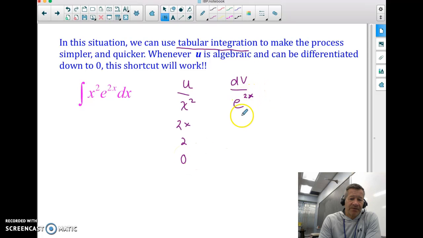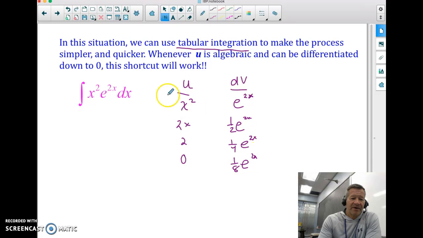I'm going to find this many antiderivatives for dv. So the antiderivative of e to the 2x is e to the 2x divided by 2. The antiderivative of half e to the 2x is half e to the 2x divided by 2 again, so that would be 1/4 e to the 2x. The antiderivative of that would be e to the 2x divided by 2 again, which would give me 1/8.